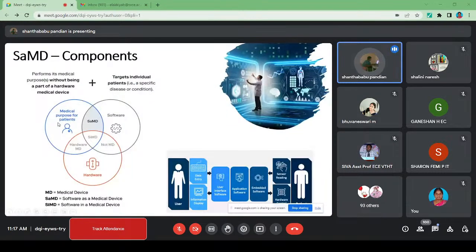Here, what are the combination components? We have a medical purpose for the patients, a software, and a hardware, and we build up all the things. So we can say this is going to be a medical device. That is software as a medical device. And one more thing, we have software in a medical device. Don't get confused, guys. I'm just shortening this to SaMD, right? So we can call it out, and the functionality will work this way.